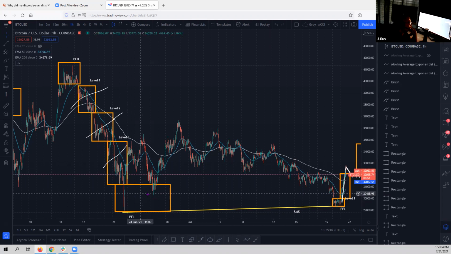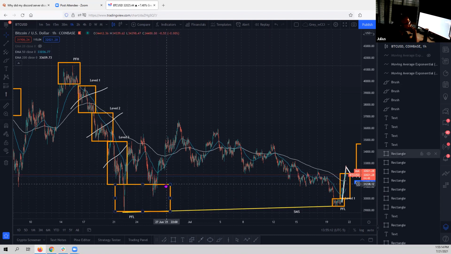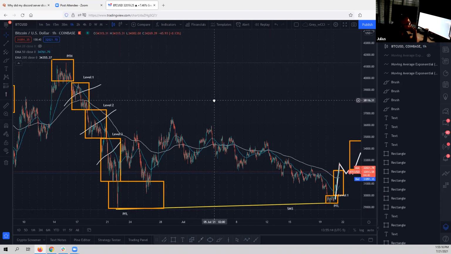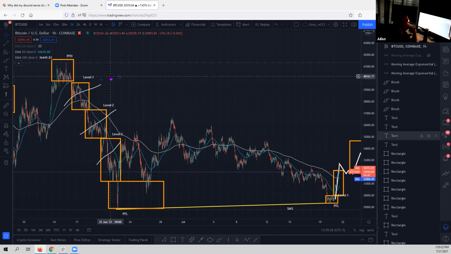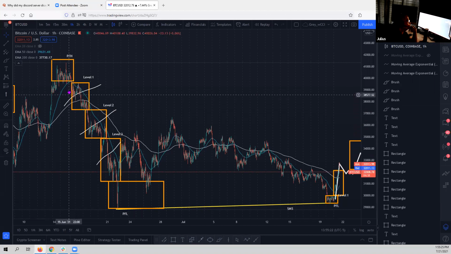Now, then we have peak formation, and in this case, a W pattern. So this would be included in peak formation low, this SMS. The value of reading the levels is that you can identify where you are within the levels so that you can find an entry every time you come to the market.